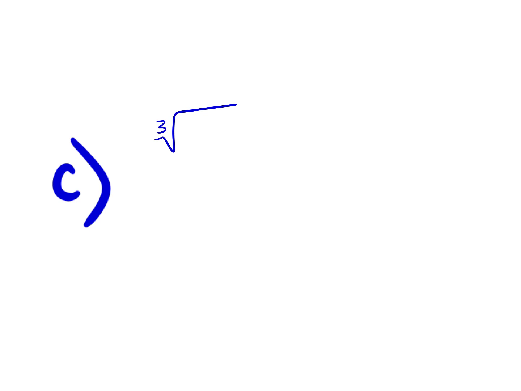So let's say I had the cubed root of a to the 6th power over the cubed root of b to the 7th power. Okay, so let's simplify. We can start with the top.